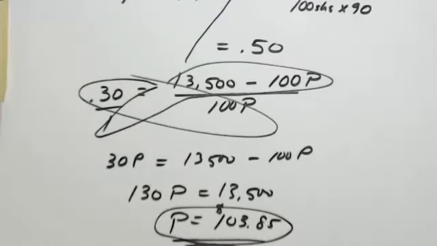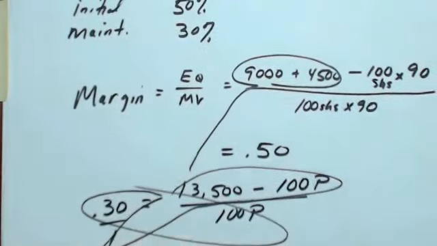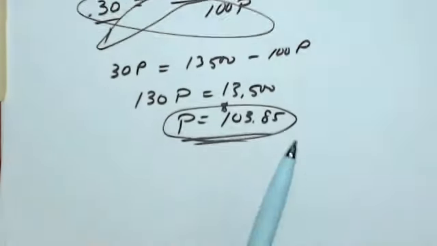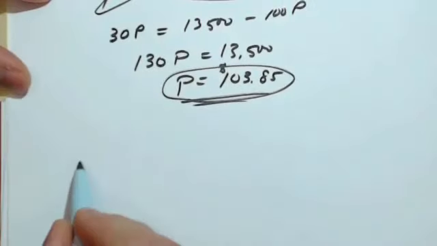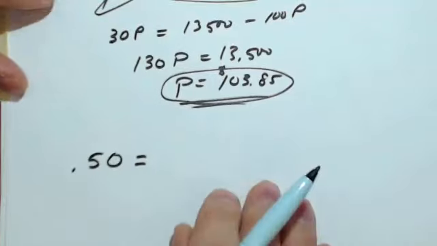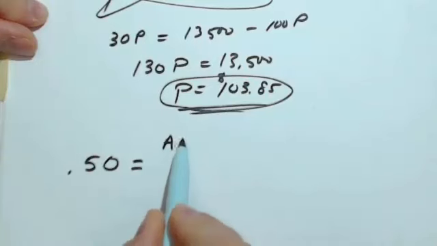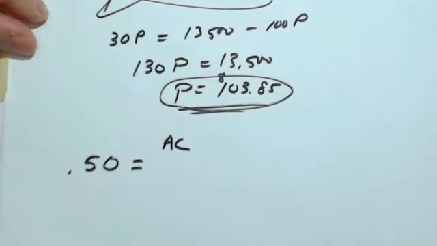Okay, so now let's say the stock reaches 103, you get a house call. How much money do you need to deposit to get the account back up to the initial of 50%? Right here, 50% initial. Okay. Well, you need a 50% margin requirement. You need 50% equity. Okay. Now, the thing is, you need an account balance. I'll just call it AC. That's the symbol we're going to solve for.